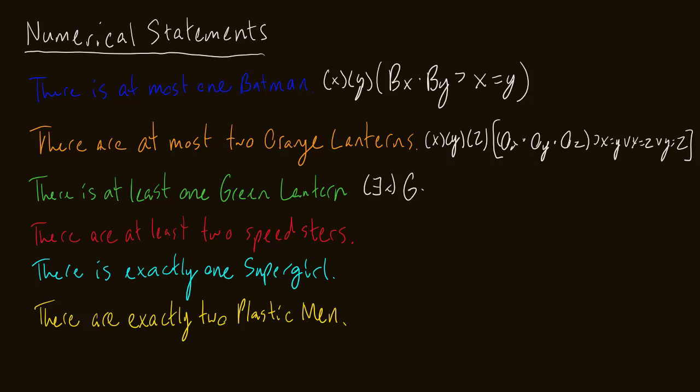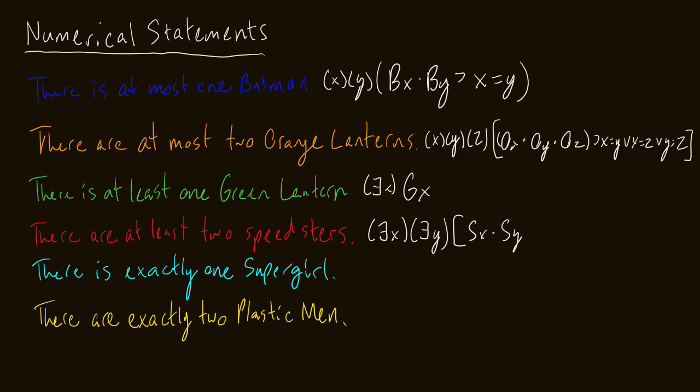I'll say there exists an X, such that X is a Green Lantern, and that's it. Now, what do I do when I introduce two? What if I want to say there are at least two speedsters? Well, I'll have to introduce two existential quantifiers, so there exists an X and there exists a Y, right? So we have there exists X, there exists a Y. We're going to say that X is a speedster and Y is a speedster.